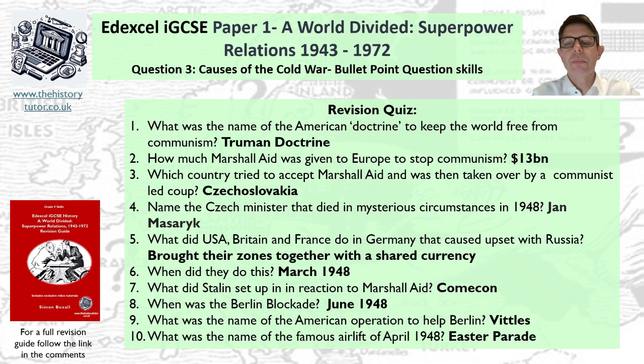What was the name of the American operation to help Berlin? This is called Operation Vittles. So they were going to bring in supplies with an airlift to try and keep West Berlin and not let the Russians take it over. What was the name of the famous airlift of April 1948? The airlift was very, very successful, and by 1949 we get the Easter parade with thousands of tons of food being delivered. This was a sign to Stalin that he could not win with his blockade. The West were not going to give in and kept delivering supplies to the blockaded West.